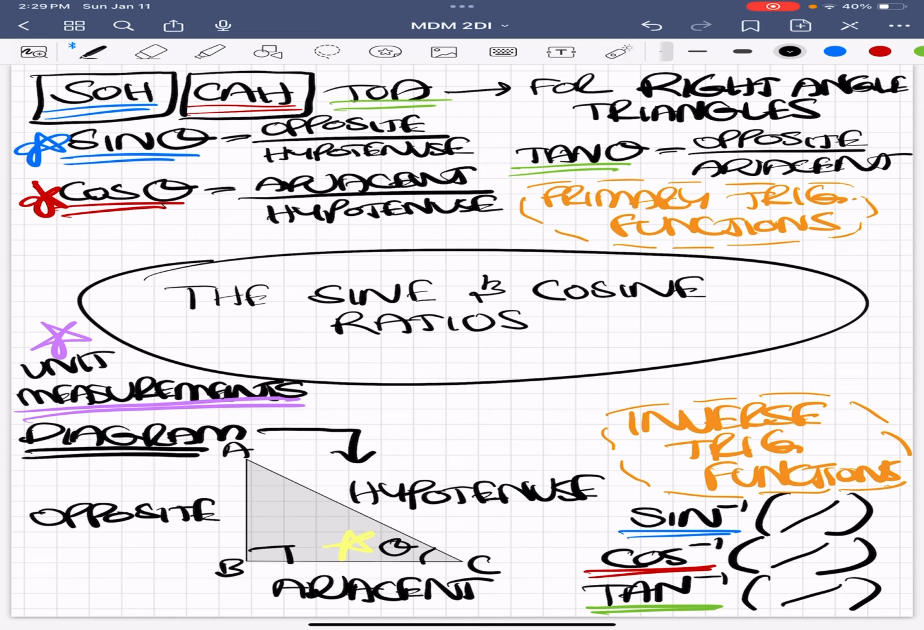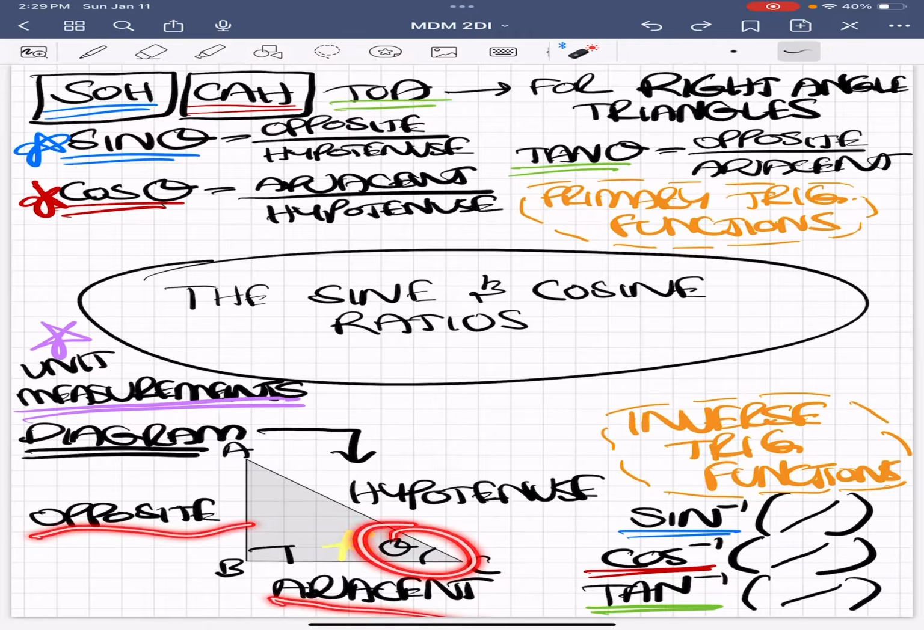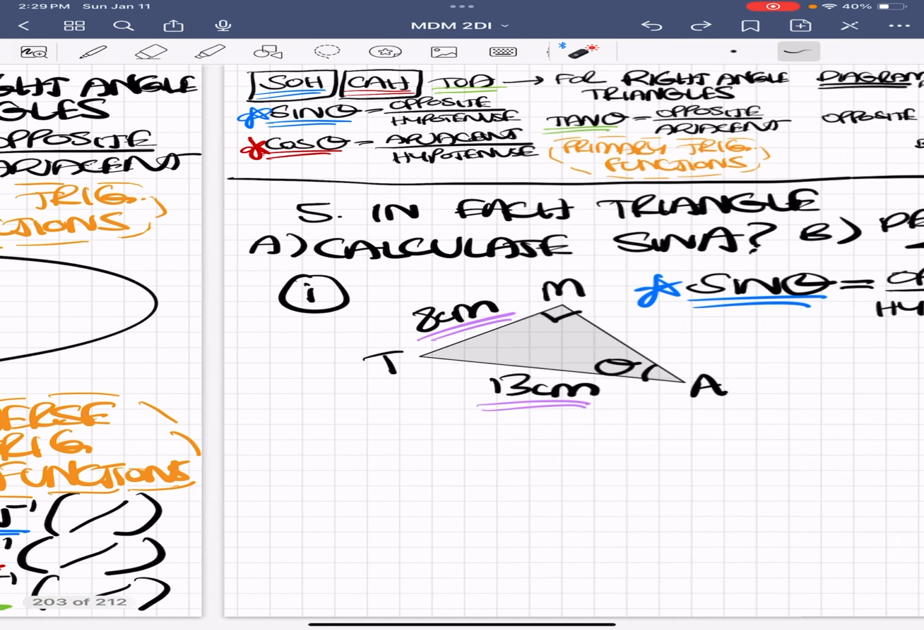Sine, cos, and tan are primary trig functions. And we need to discuss unit measurements. We have a diagram which locates theta, adjacent, opposite, and hypotenuse. We also have inverse trig functions. And let's begin today's lesson.